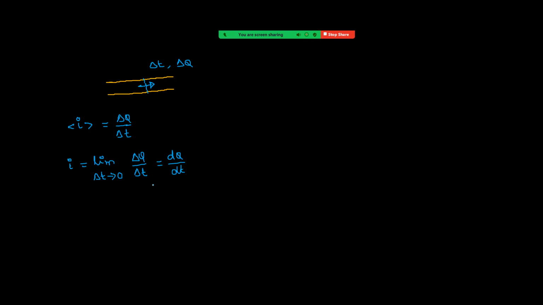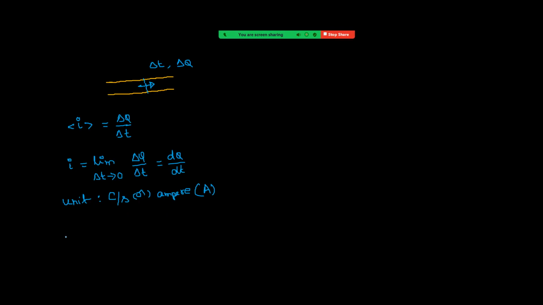Before that, from this see what we can say. Unit of current. Charge is in coulomb and time is in second. So coulomb per second, which is known as ampere. It is the name of a scientist, and its symbol is capital A.